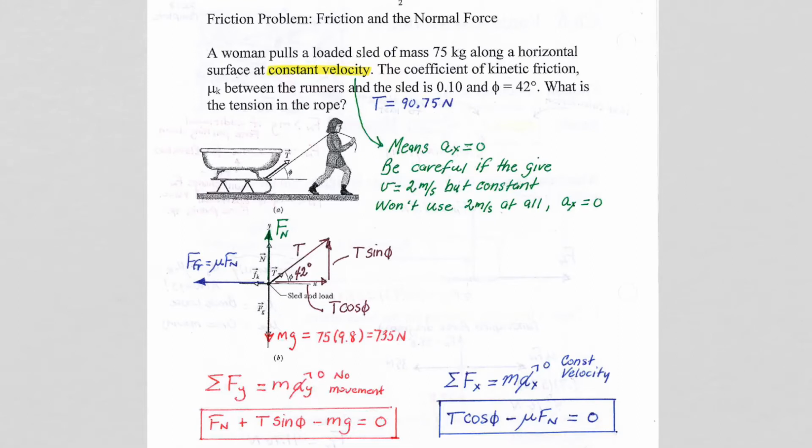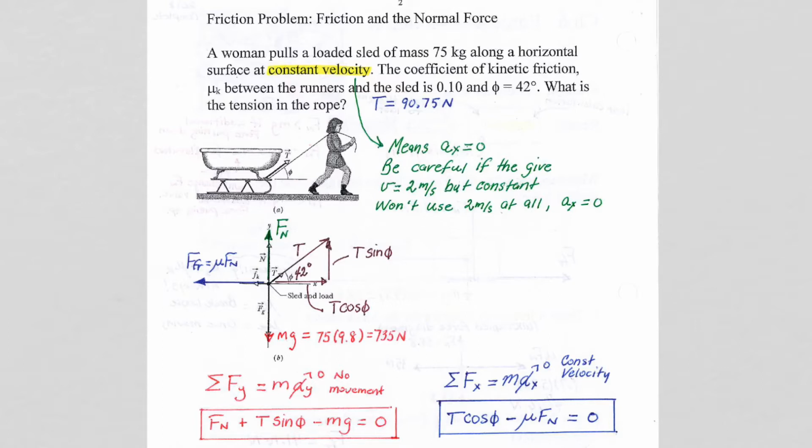In this example problem, we're going to look specifically at the relationship between friction and the normal force and how it's used in problem solving. So in this example, we are told that a woman pulls a sled. Why the woman is pulling the sled, I don't know, but it's the example that is right from our textbook. And we are told that the loaded sled has a mass of 75 kilograms.